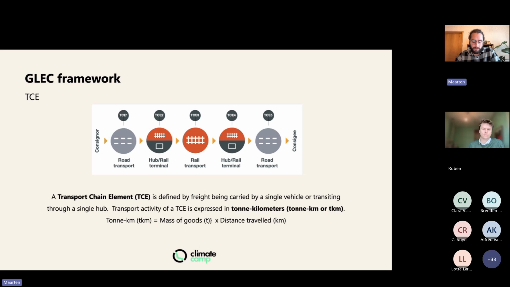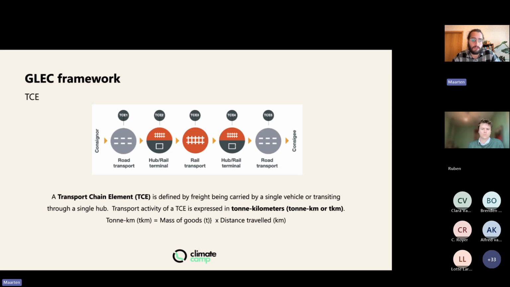Now, when we're talking about the GLEC framework, there are certain concepts, certain ideas, certain definitions which are important to understand. The first being the transport chain and transport chain elements. Now, when a good, let's say purchased goods, moves from your supplier to you, it will undertake different legs or transportation legs to reach you. For example, it will have road transport for the first mile, it will have road transport for the last mile, but here in this example, the main transportation method between these two is rail.